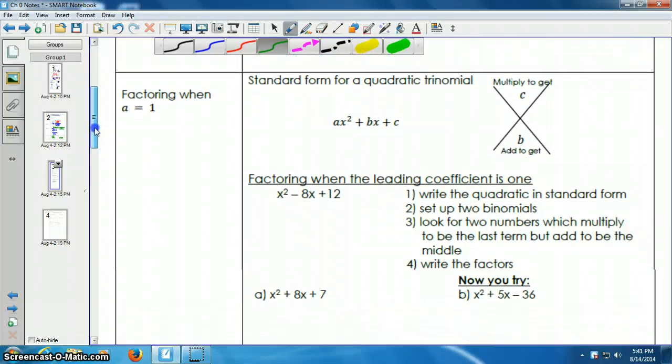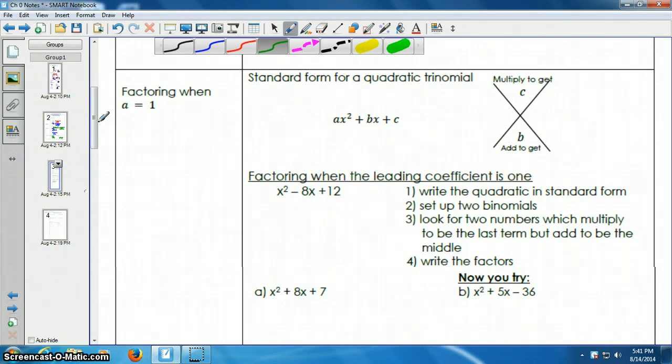All right, moving on to factoring when the first term, we always represent that as a. The coefficient in front of the x squared is a, the coefficient in front of the x is b, and then the last constant there is c. So in front here is a 1.